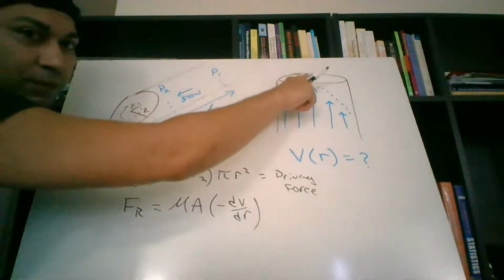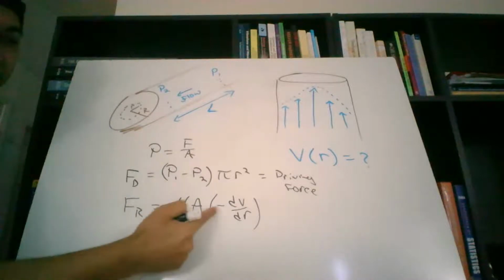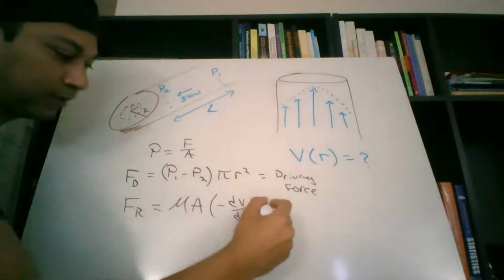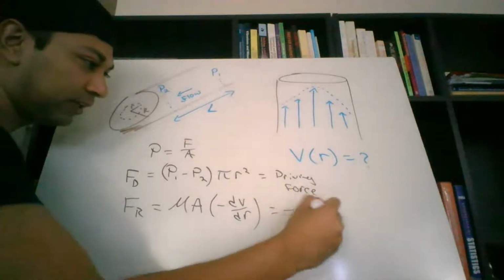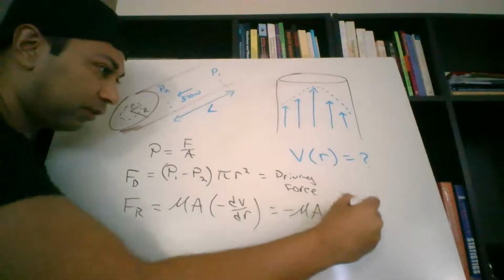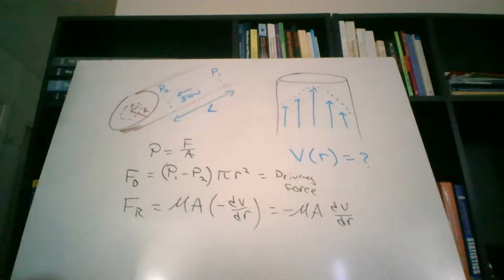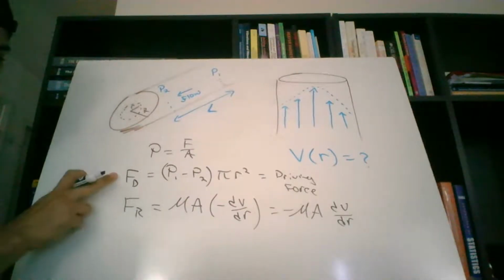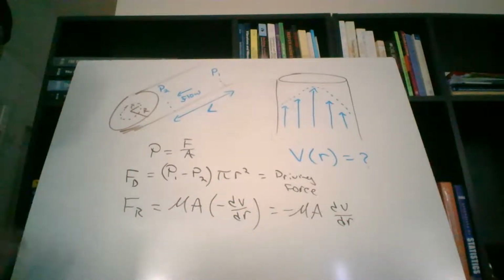But as we move from the center outwards to the inner surface wall, the velocity is decreasing. So you need to put the negative sign there. And I can bring it to the front here as well. And we will get negative mu times A times dV over dr. Maybe I could derive this equation later. But that's the, I don't want to call it drag force because we're calling FD the driving force. So that's why I'm going to use FR instead, which is referred to as the retarding force.